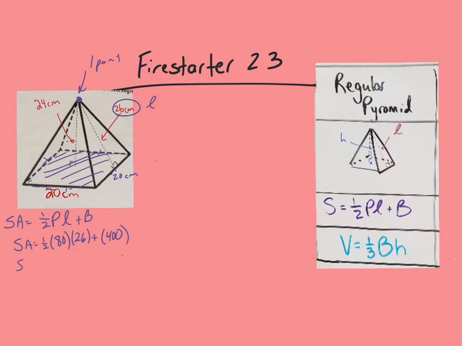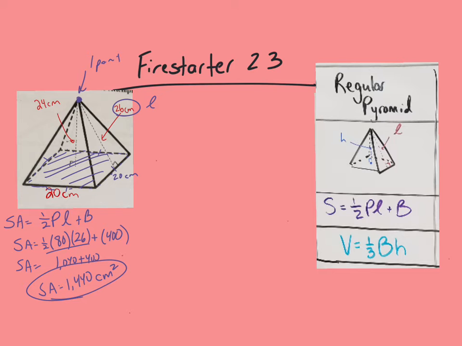So for my surface area, 1/2 of 80 times 26 is going to be 1040, plus 400. So my surface area is going to be 1440. Now remember, it is square centimeters. That's probably the most common mistake I see.